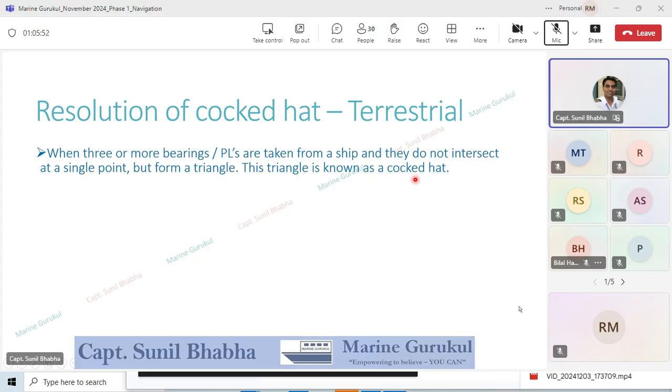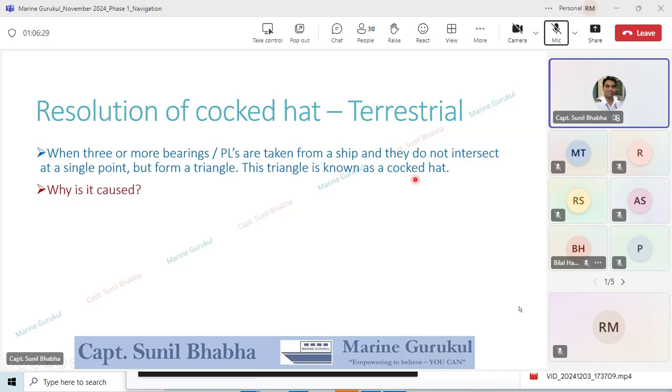Now usually when we fix the position of the ship, we take two observations, two position lines, and wherever those position lines intersect, that is the position of the ship. Now in case three observations are taken and there are three position lines, and when we plot them on the chart, and if we observe that these three position lines do not intersect at a single point, but instead they make a triangle, then that triangle is known as a cogged hat.